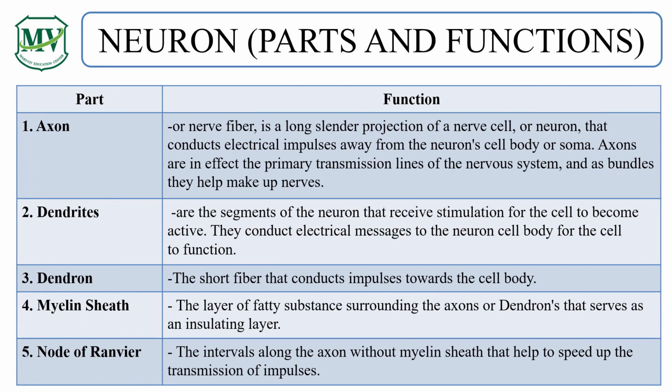A neuron, whether sensory, motor, or interneuron, has parts. Do you know what these parts are? Good. A neuron has an axon, dendrites, dendron, myelin sheath, the node of Ranvier. This table shows the functions of each part.